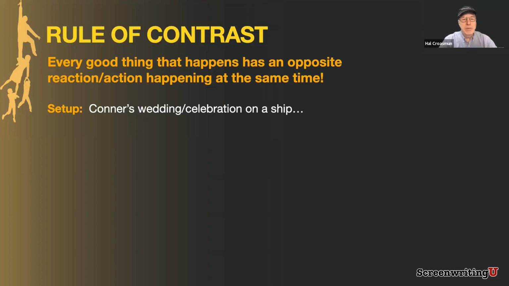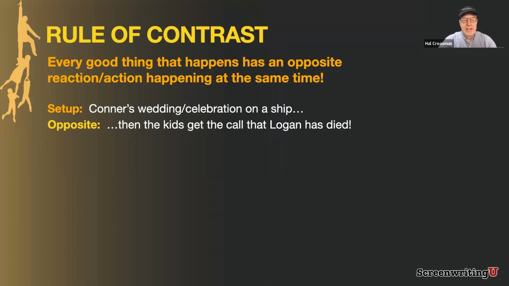So we start with this setup. Connor's wedding. This is episode 3 of season 4. Connor's wedding. It's a celebration. It's on a ship. Connor and his new wife-to-be are so excited. They want to make a big splash. Connor didn't win the presidency. In fact, he only got 1% of the vote. And so this is like a moment where he wants everybody to feel good about him. And then the kids get a call that his father has died.